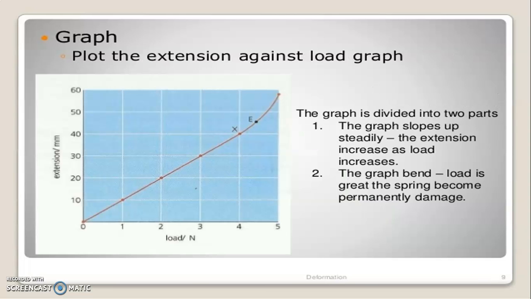That is the graph we plotted against load and extension. On the x-axis we have the load, and on the y-axis we have the extension. The graph is divided in two parts. The graph slopes up steadily. The extension increases as the load increases. Till the cross x, the graph is moving steadily, means the object can reverse back to its position at that point. But when the graph starts becoming a round shape, it means the graph bends. Load is greater, the spring becomes permanently damaged. Means it will not come back to its original position. That is called the limit of proportionality.